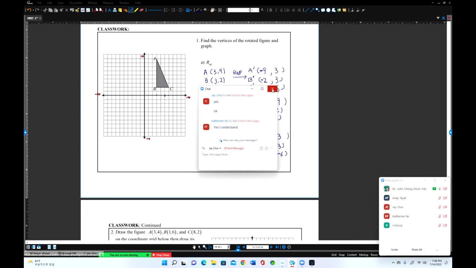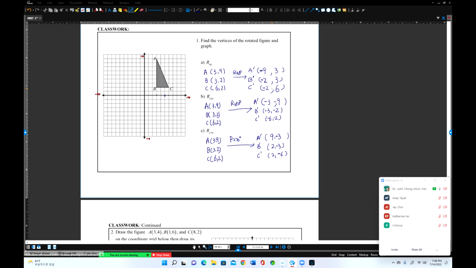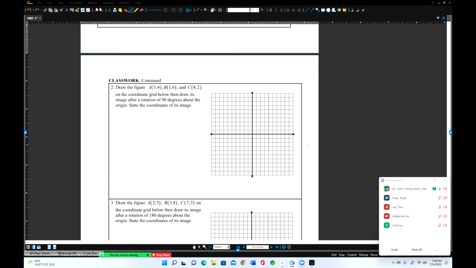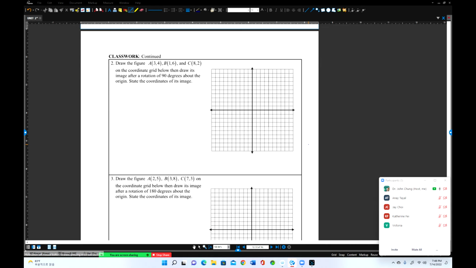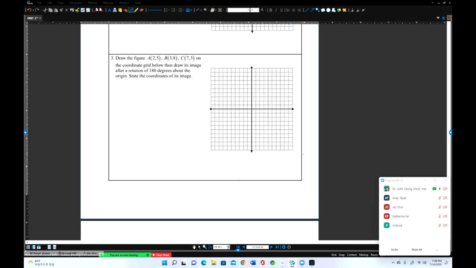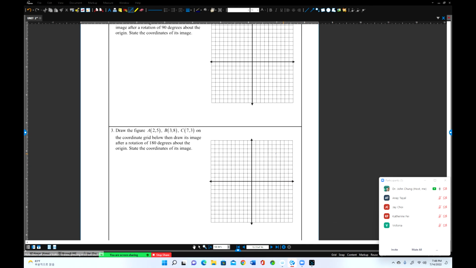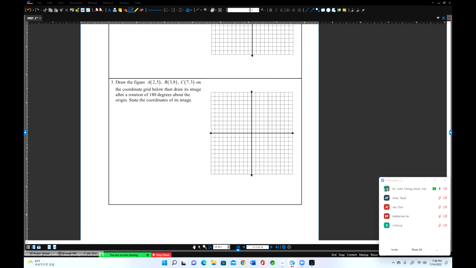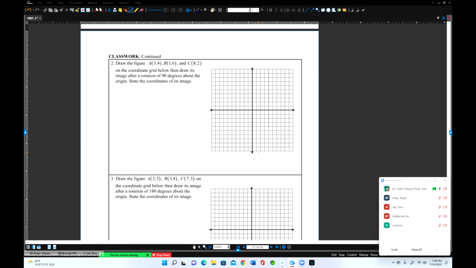But this is a very boring topic, but this is actually a very important topic when you go to geometry in your school. Okay? I want you to understand what transformations are. Okay, this is another classwork. I'm not going to do everything. After this, we're going to jump. This is 180 degree and 90 degree rotation.